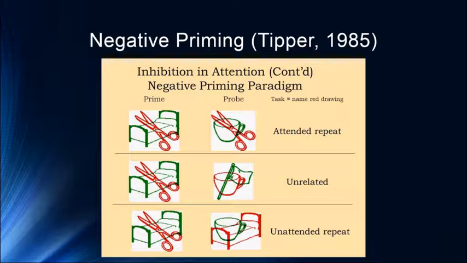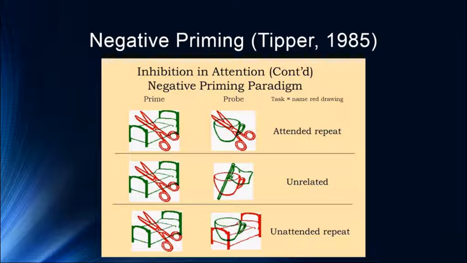The critical one here is the negative priming. What you see is this unattended repeat. We have the scissors here in red and the bed in green. So we name the scissors. Well, now we have to name the bed. What Tipper found in these studies is that because you have been actively ignoring this bed, it takes longer to recognize the bed in the unattended repeat trial. That's why it's called negative priming.